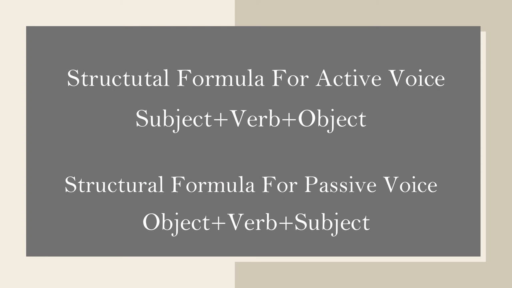The next thing that you can see on your screen is the structural formula for active voice statements and for passive voice statements. Let me reinforce that an active voice statement always begins with the subject, followed by the verb and object respectively. On the contrary, a passive voice statement begins with the object, followed by the verb, and then the subject is placed at last. As you can see, the structural formula for active voice statement is subject plus verb plus object. And for the passive voice statements, it's object, followed by the verb and then the subject.